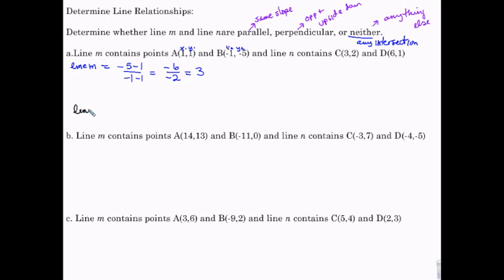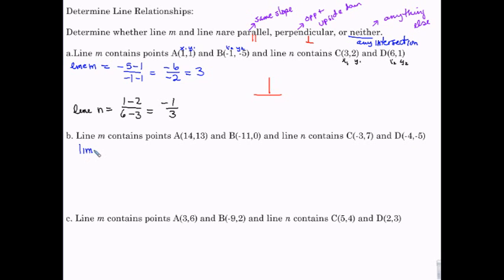And then if I do line N, if I call this one 1s and this one 2s, I'm going to get 1 minus 2 over 6 minus 3, and I'll have negative 1 over 3. I have a positive 3 and a negative 1 over 3, so they're opposite and upside down, so these are perpendicular. Here's the symbol for perpendicular, here's the symbol for parallel. You'll actually have to probably write the word neither, there's no symbol for that. You can put the word.